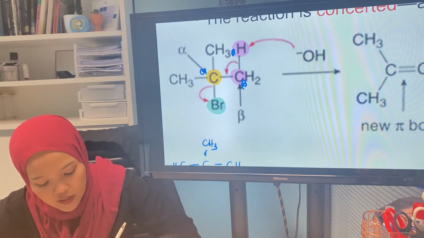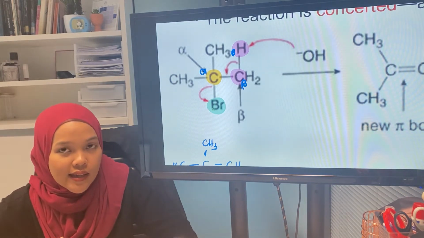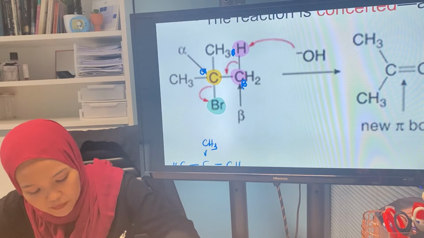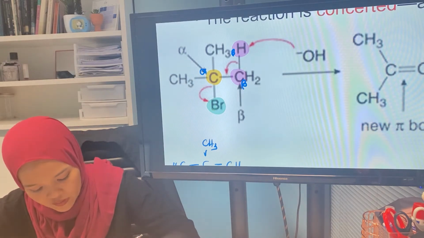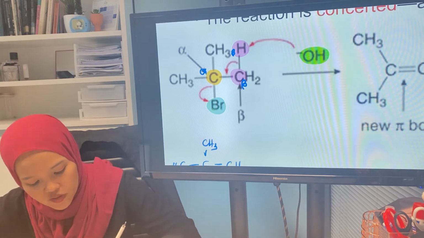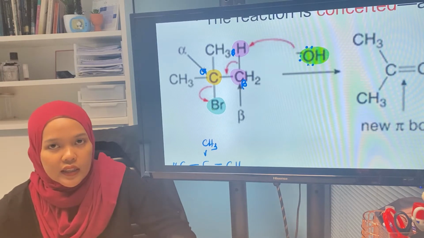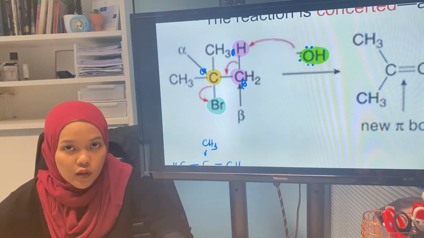As I said, first of all, the reaction will react with the base. This is an acid-base reaction. So the base here is OH. The base here is OH. So OH here actually has 3 lone pairs. It depends on you. If you want to draw the lone pair, you can.